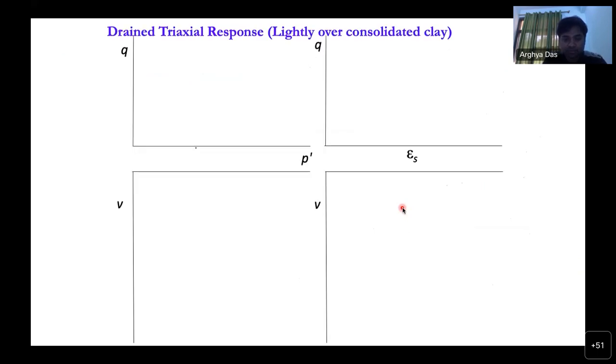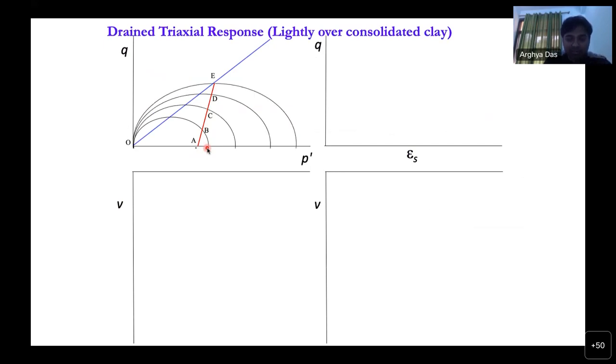So this is just a schematic. This is your initial yield surface. You are located here. This is your stress path. The red line is showing the stress path, and these are the points we are traversing from A to B to C to D to E. And these are the increased yield surfaces during the hardening scenario.